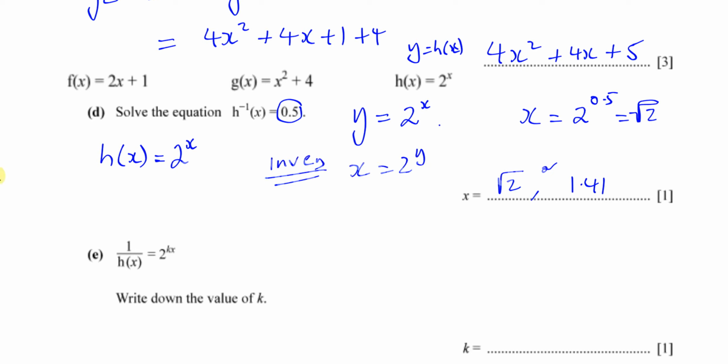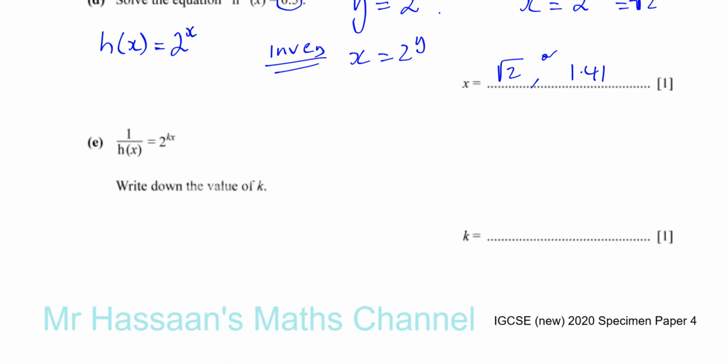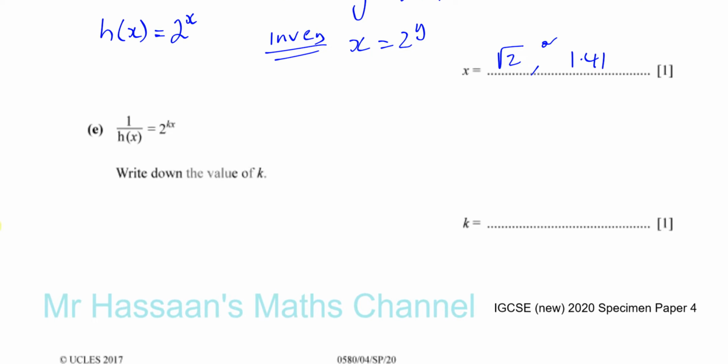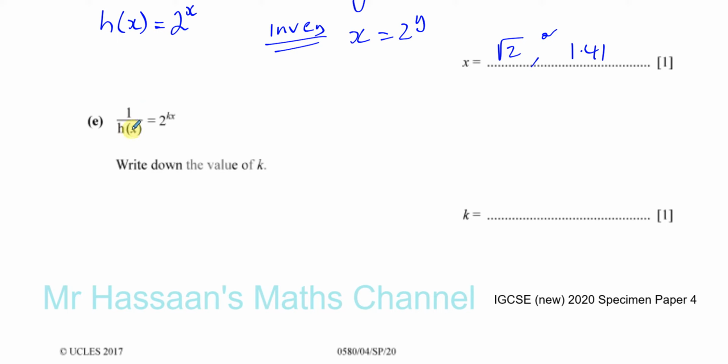It's only worth 1 mark, but it's something which, as I say, sorts the cats from amongst the pigeons. Now, part E: 1 over h of x equals 2 to the power of kx. Write down the value of k.